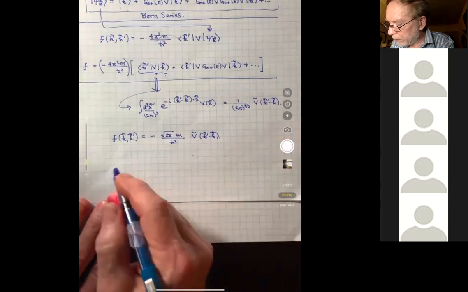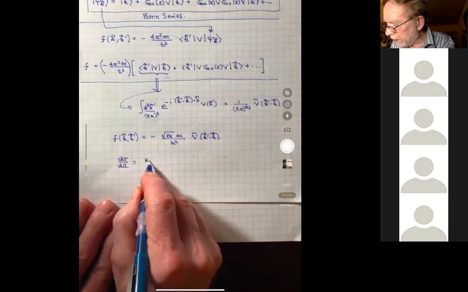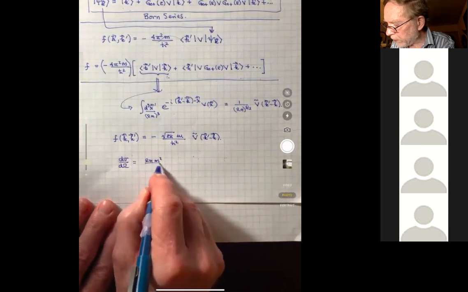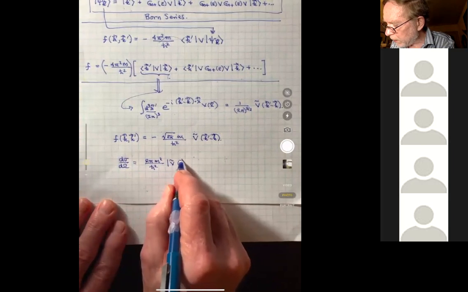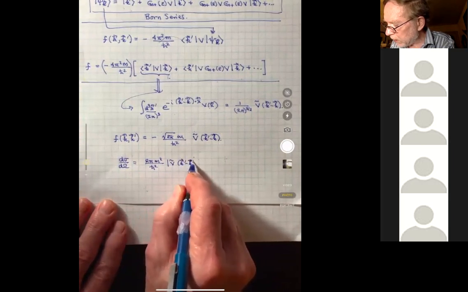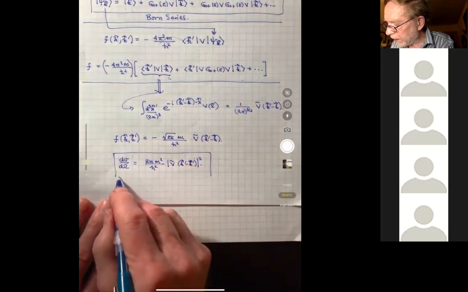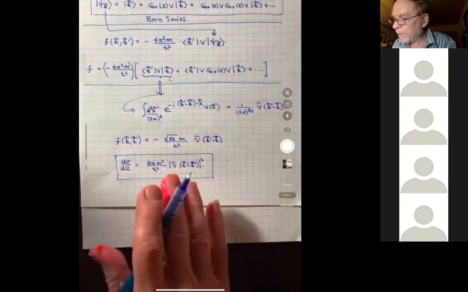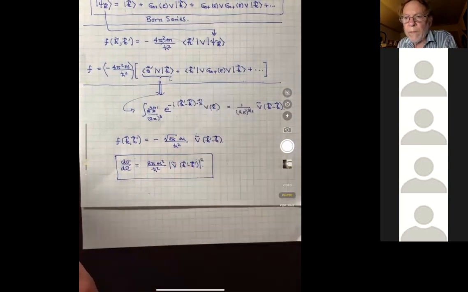And then squaring this to get the differential cross section, d sigma d omega, we get 2 pi m squared over h bar to the fourth times v tilde of k minus k prime squared, which is in fact the same formula we derived earlier by time-dependent perturbation theory. We got it again, except now we have the possibility, if we're motivated, to calculate higher order corrections.